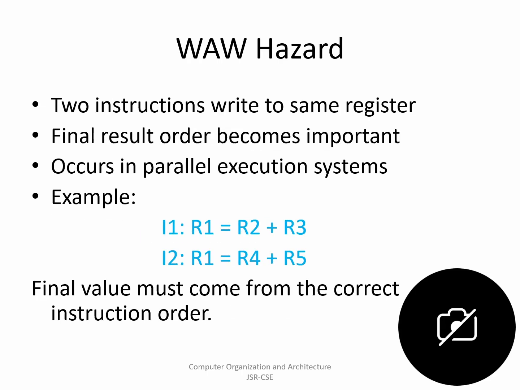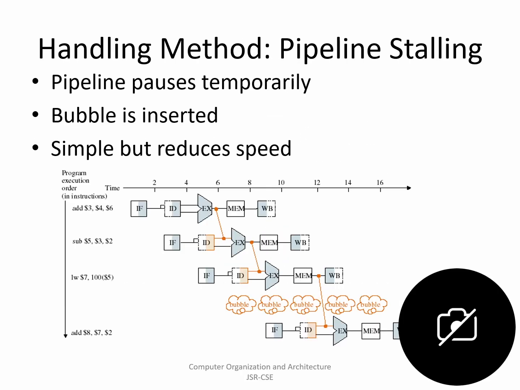The third type is the write after write hazard. Here, two instructions write the result to the same register. Which instruction writes first and the final result is the important thing. This will occur in parallel execution systems. Consider instructions 1 and 2. Both addition results will be updated to register R1. But the result of whichever instruction comes at the end of the execution is the final one that should be maintained, or otherwise it will lead to a write after write hazard.